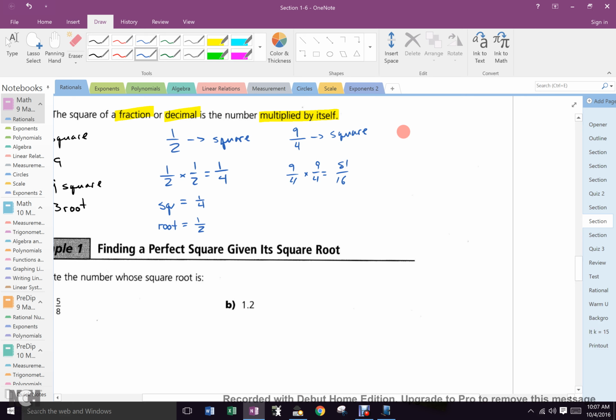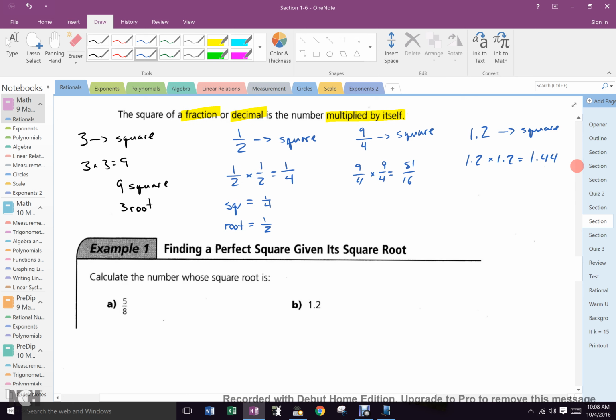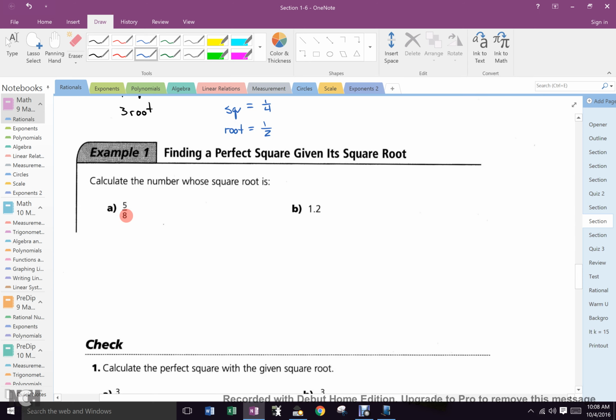Decimals are no different. If I gave you 1.2 and told you to square it, what would you do? Oh, 1.2 is the example I gave you right here. What would you do? Multiply it by itself, 1.2 times 1.2, and you would get 1.44. Now, remember, obviously, your calculator is going to come into play on decimals, isn't it? Right? So, what happens here?